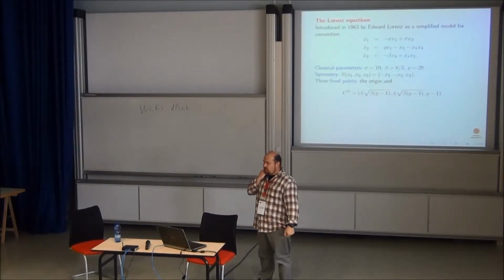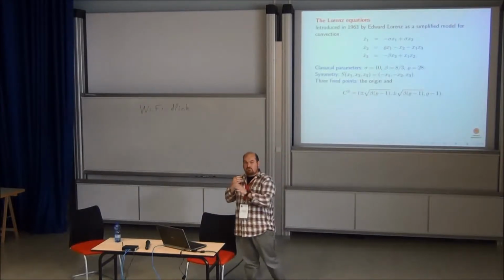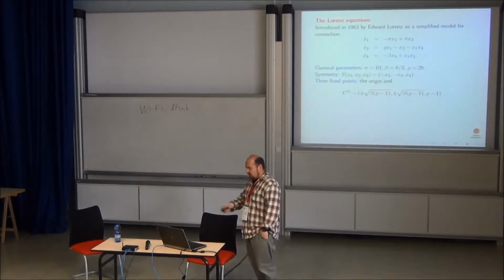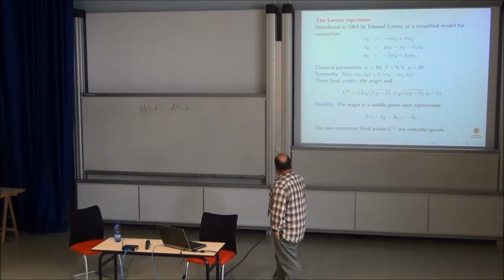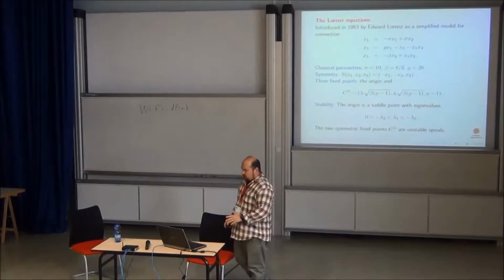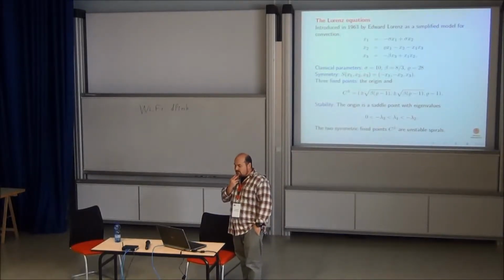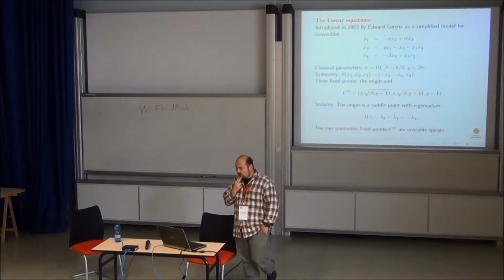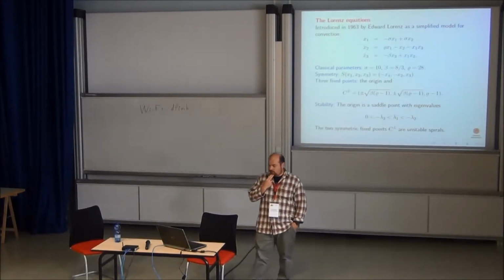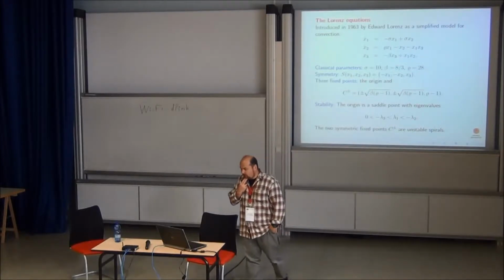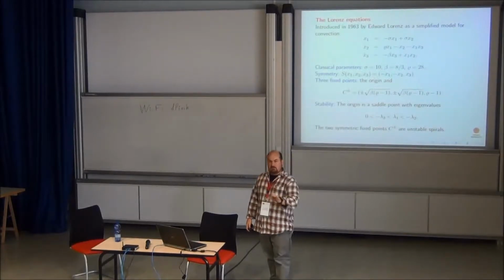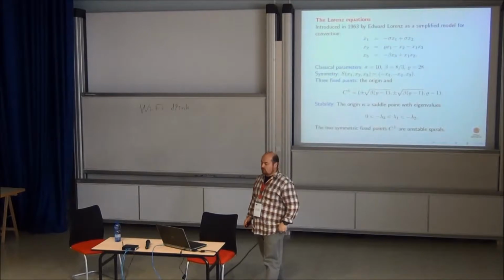The origin is always a fixed point, and then you have two symmetric fixed points, C plus and minus, and they're easy to compute. And you can check the stability of these, of course, by just linearizing. So the origin is a saddle with two negative eigenvalues and one positive eigenvalue. And the other two fixed points are unstable spirals. They have a one-dimensional stable manifold, so you get sucked in towards them, but then a two-dimensional unstable manifold, so you get rotated out.